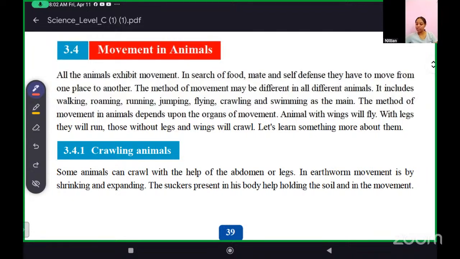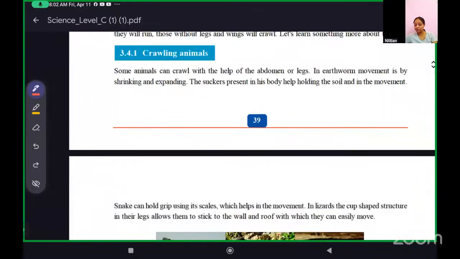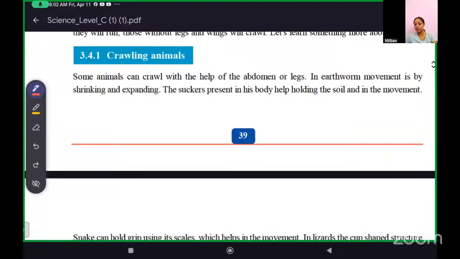Now, the method of movement in an animal depends upon the organs of movement. Animals which have wings will fly. If they have legs, they will walk or run. The animals which do not have legs and wings will crawl and go. So now we'll talk more about these animals, categorized on the basis of their movement.